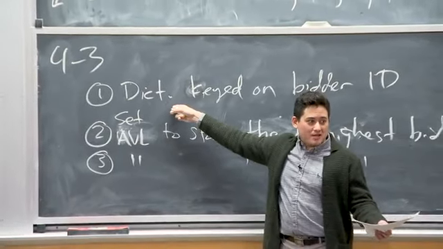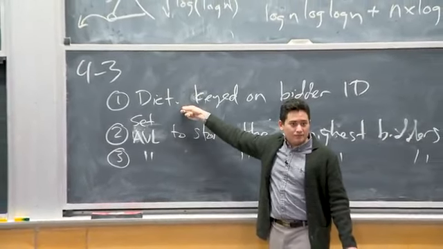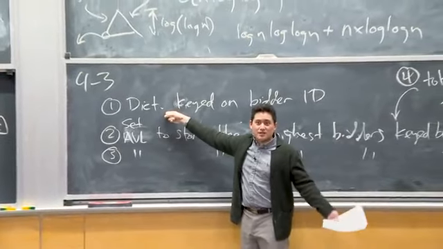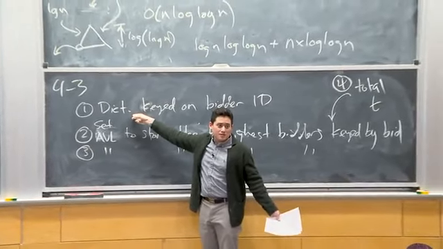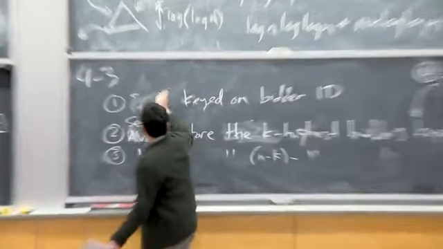I could use a hash table or a set AVL. If it's set AVL, I'm going to get logarithmic time, worst case. With a hash table, I'm going to get constant time, but it's expected, so it could be linear time in the worst case. So we're going to use a set AVL tree, because that's what we do right now.